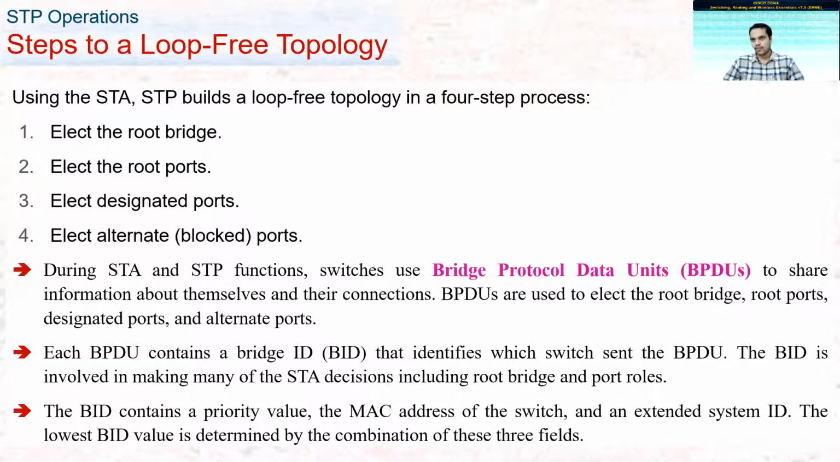This BID is once again involved in all of these steps. The BID contains a priority value, the MAC address of the switch, and an extended system ID. The lowest BID value is determined by the combination of these three fields. Let me elaborate on it when the time comes. For now, please remember that to carry out these operations, the STA uses BPDUs, Bridge Protocol Data Units, and these BPDUs carry the bridge ID, BID, and that BID plays a crucial role in the selection of the root bridge and root ports.